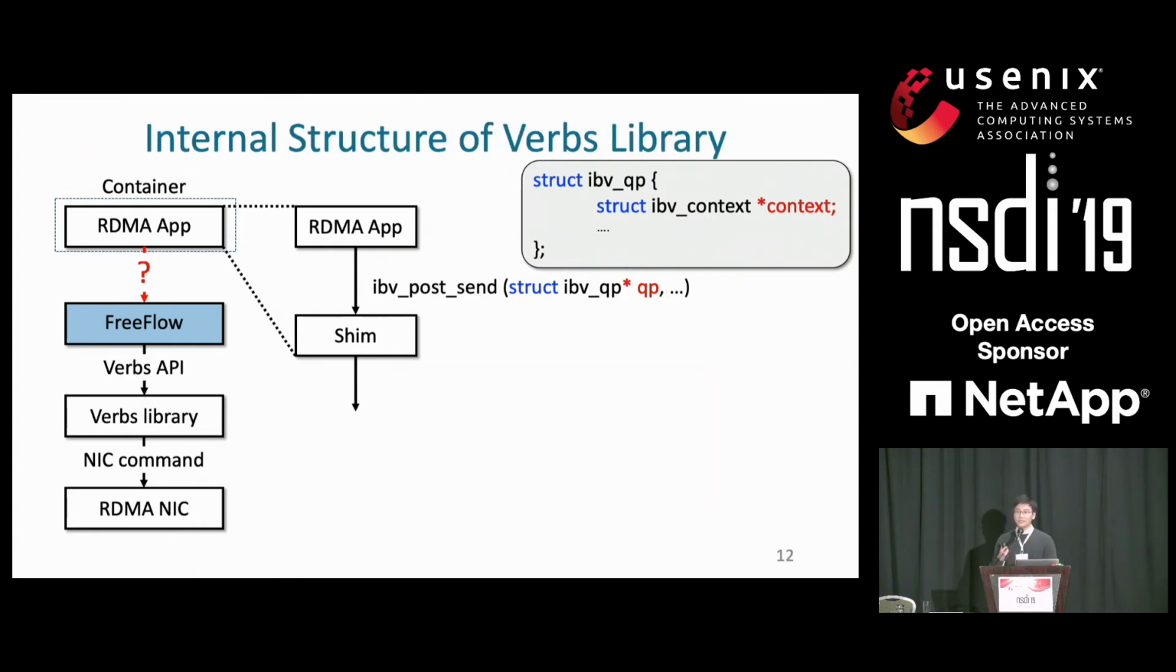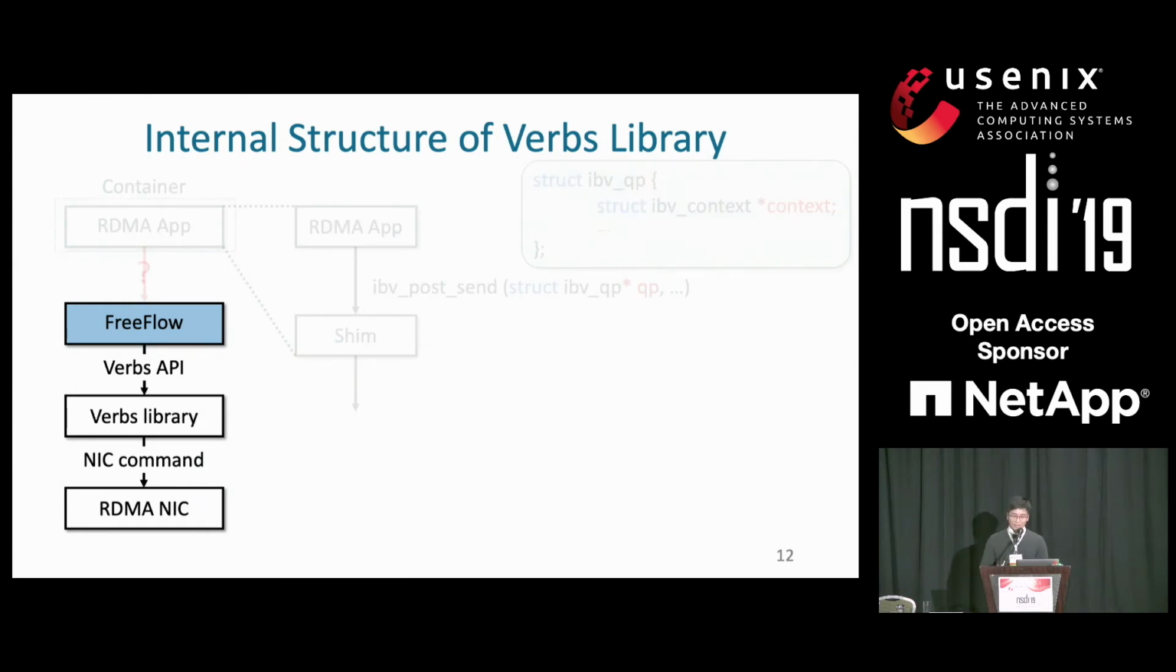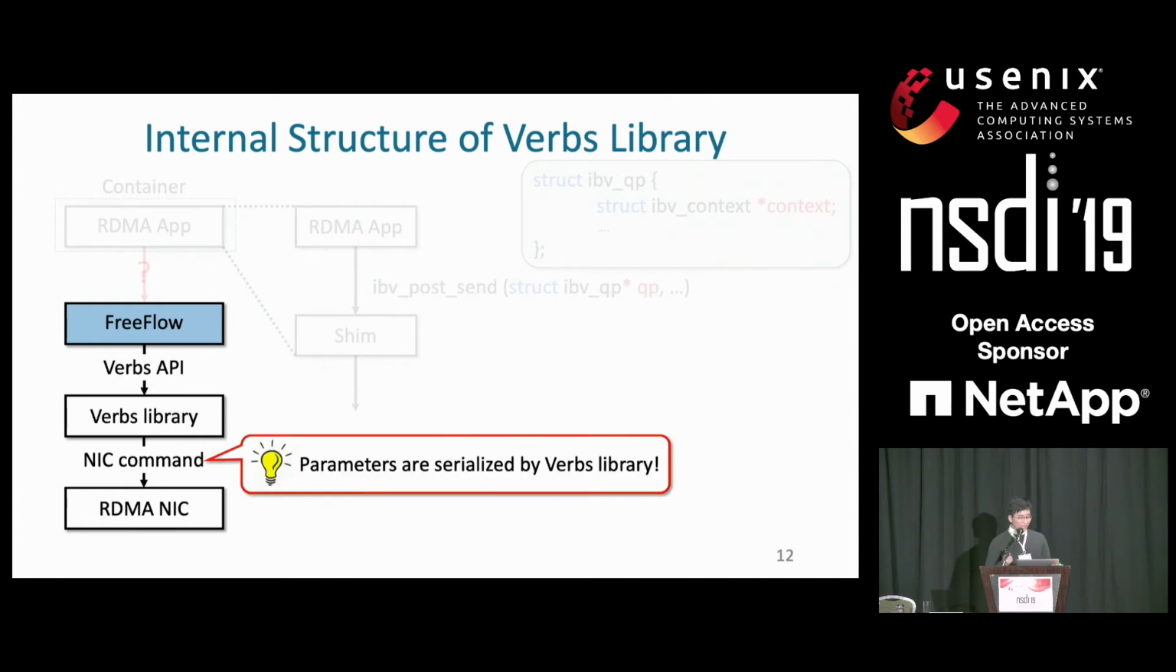Fortunately, we found a hint by looking one step deeper inside the existing Verbs library. When the app issues a Verbs call, the Verbs library outputs a serialized parameter to send the corresponding NIC command to the physical NIC. So this means that the complexity of Verbs call arguments can be simplified internally by the Verbs library.